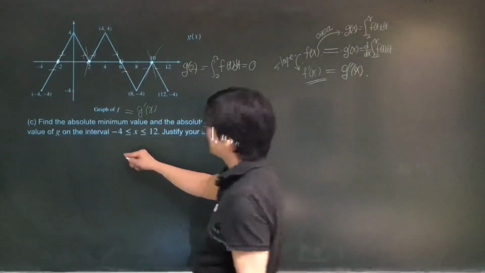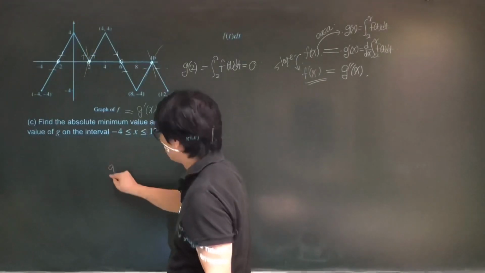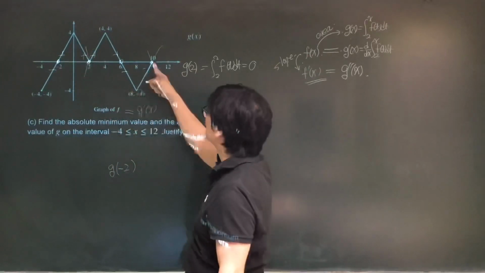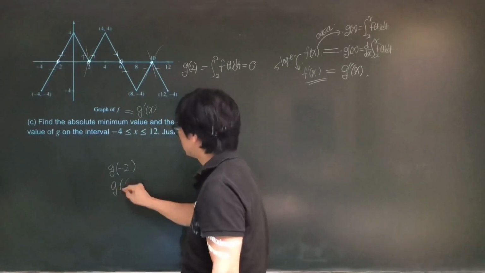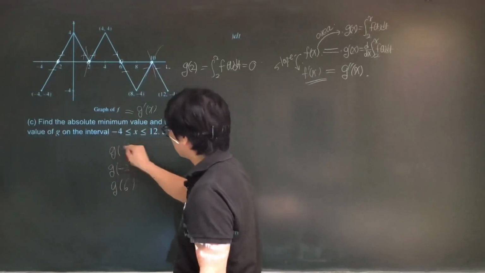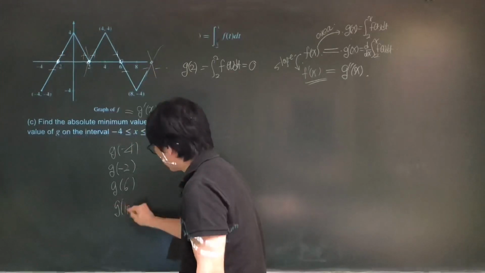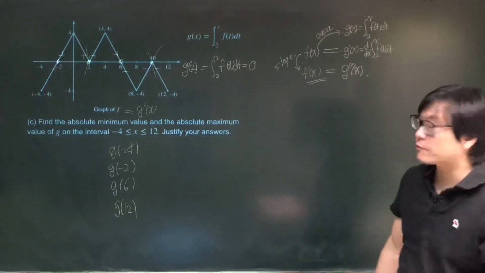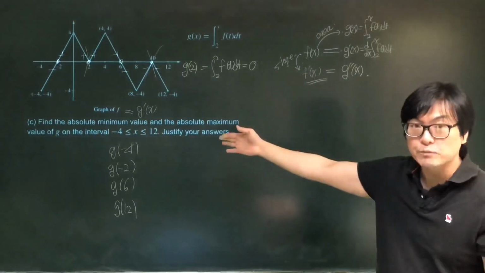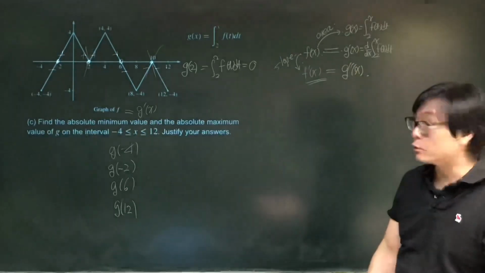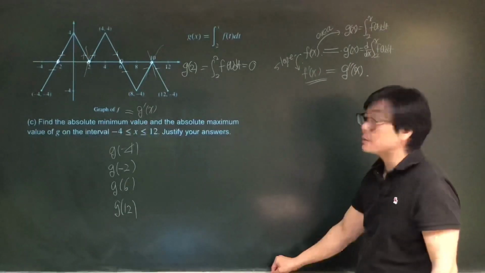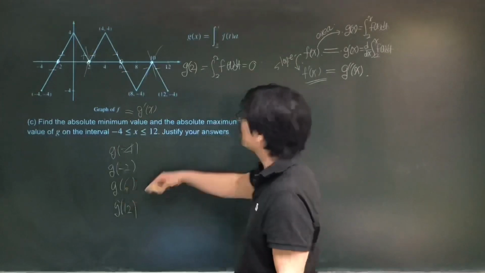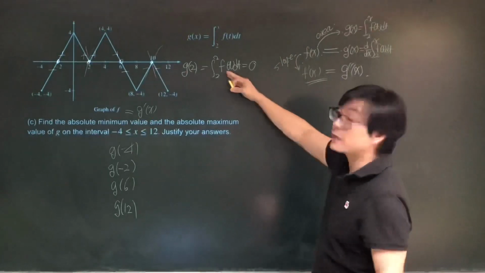So here, we just need to check G of negative 2, we don't need to check 2 and 10, G of 6, and the endpoints. These are all the points that we have to check. Once you find the values from there, the lowest value will be the absolute minimum and the highest value will be our absolute maximum. So to check the actual value of G from f, we need integration.